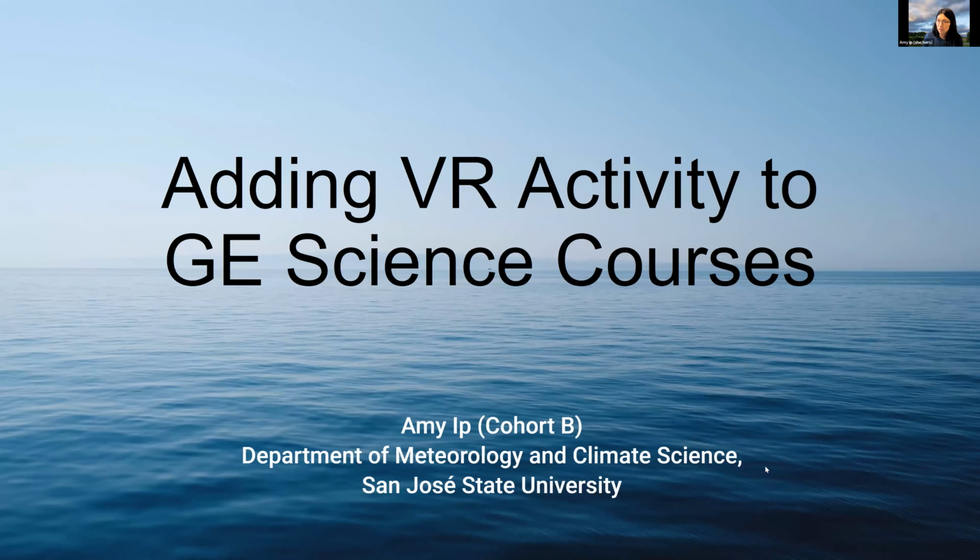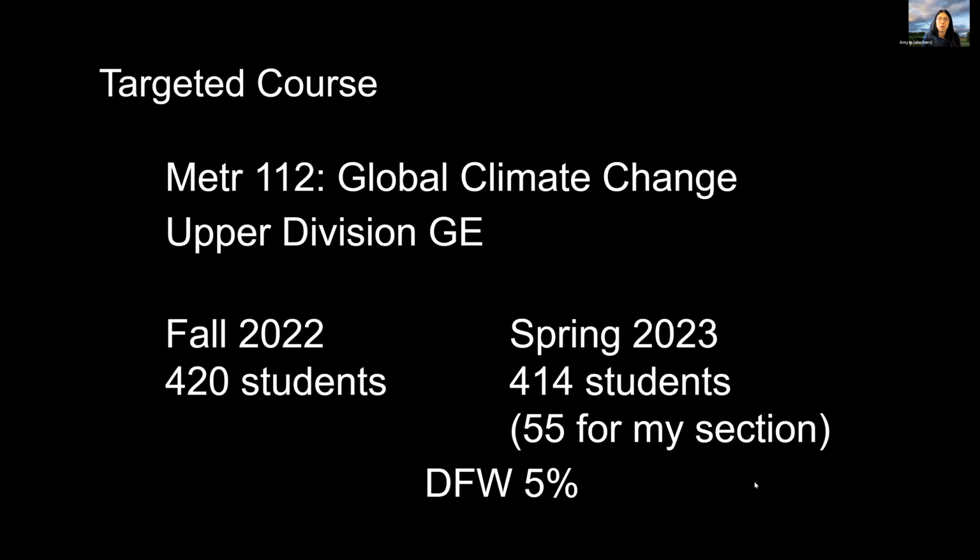And in spring of 2023, I taught MET 112 Global Climate Change, which, like you mentioned, is an upper division GE. These numbers, 420 students in fall, and then 414 students in 2023, are the entire group of MET 112. We have many sections, and in my section alone, it was 55 students. And the overall DFW rate is 5%.